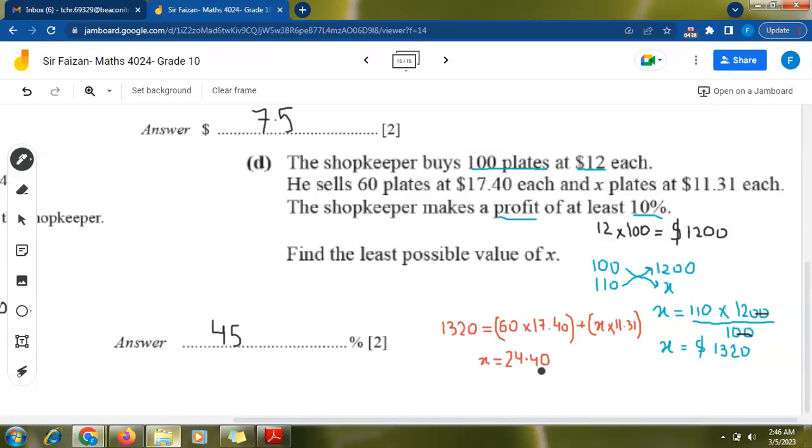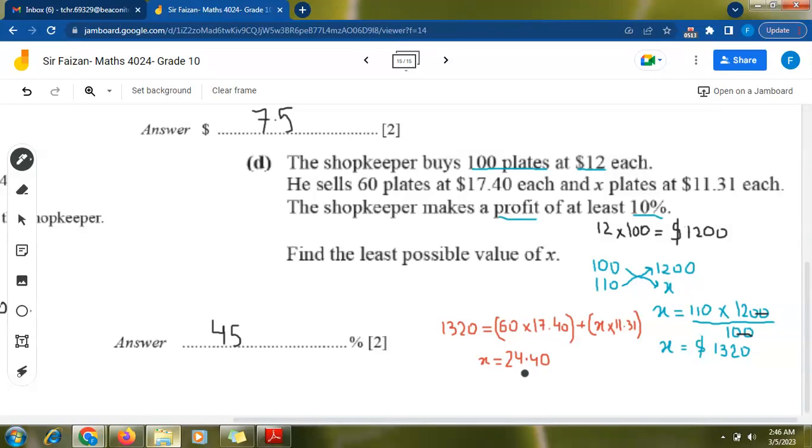Means he is selling 24.40 plates at 11.31, which does not make sense, because 24.40 cannot be a number of plates, right? It should be a whole number. So we have to round this off, but the problem is that we have to understand this line. He is making a profit of at least 10%, means at least 10%. Less is not acceptable, more is acceptable. So we will not round it off to 24. We will round this number to the higher side, that is 25.